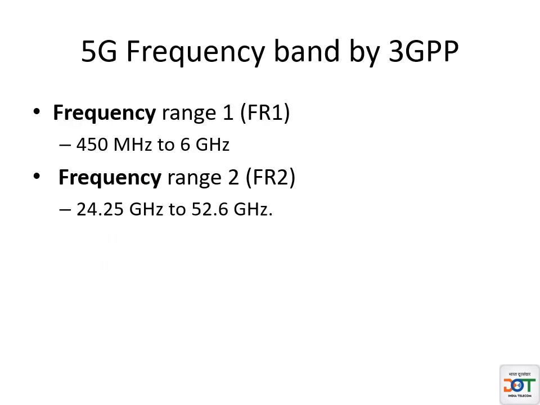Now let's talk about 3GPP. 3GPP in its specifications has defined two frequency ranges for 5G. Once ITU has given, the 3GPP has also defined frequency range 1, FR1, and frequency range 2, FR2. Frequency range 1 is sub 6 gigahertz, starting from 450 megahertz to 6 gigahertz. And FR2 starts from 24 gigahertz up to 52 gigahertz. So these are the two frequency bands by 3GPP.